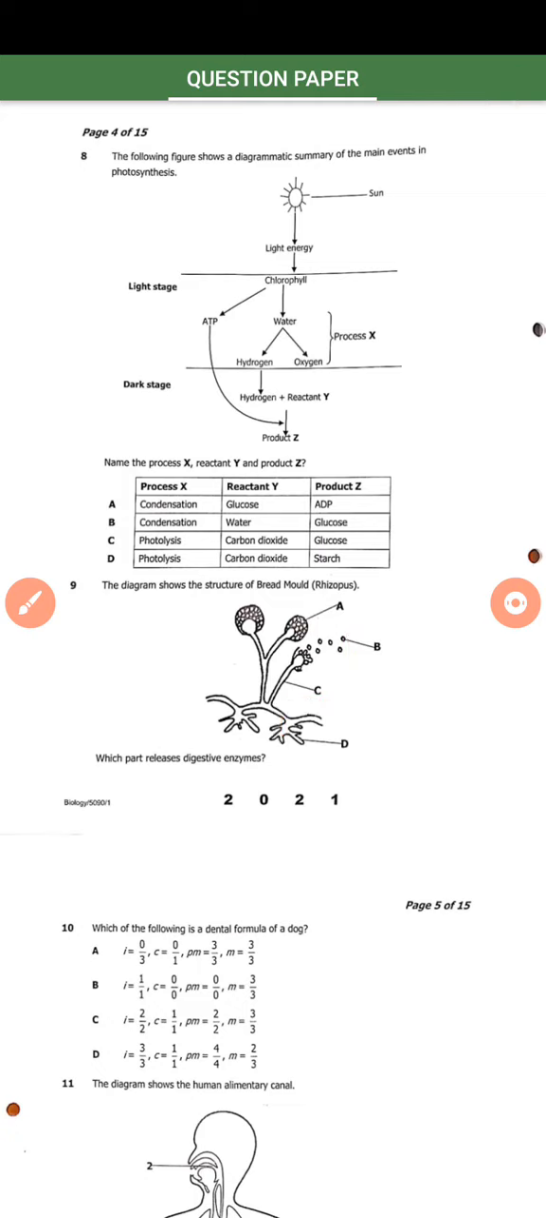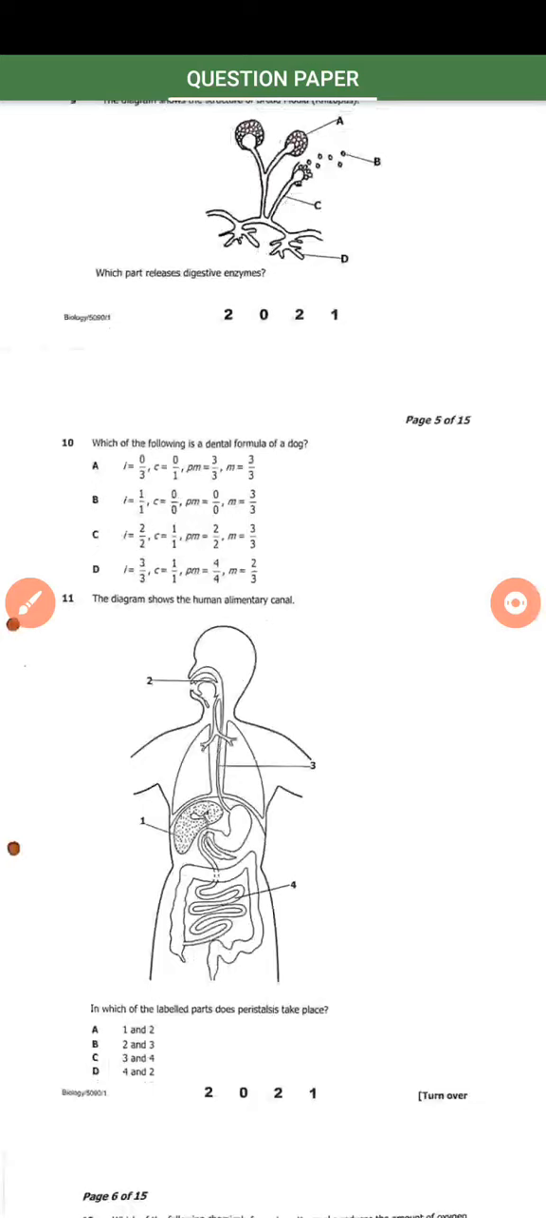So 10, we go to 10. Which of the following is the dental formula of a dog? How I remember the dental formula of a dog is straightforward. Just remember the numbers 3, 1, 4, then 2/3. Which one has those numbers? You can see that D has got these numbers. So this is the 3, 1, 4, and then 2/3.